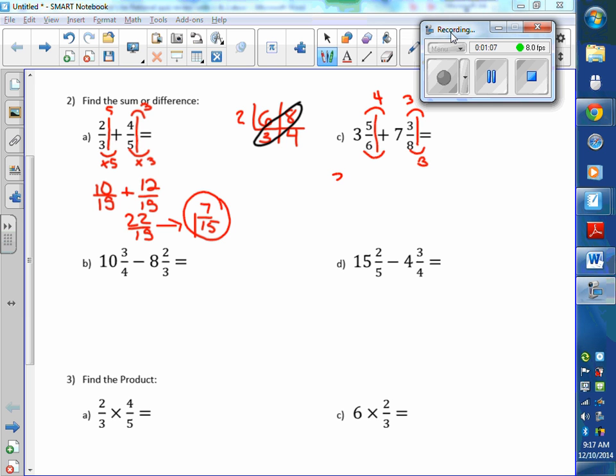So I get 3 and 20 over 24 plus 7 and 9 over 24. Does that make sense? So I have 10 and 29 over 24, which is 11 and 5 over 24.